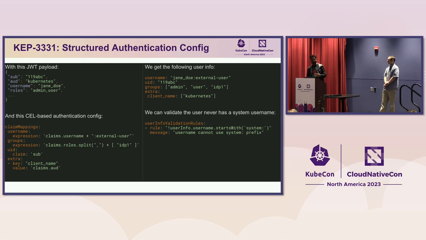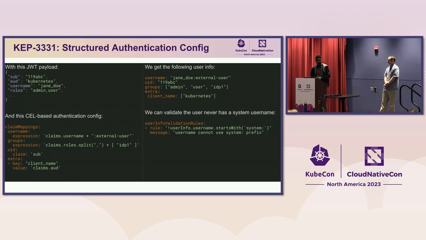So for example, if your IDP encodes in the token that the user logged in with 2FA, you can make decisions based off of that, right? You might not allow any action in kube-system from a user that didn't log in with 2FA or something like that, right? And we can keep going and take this further.